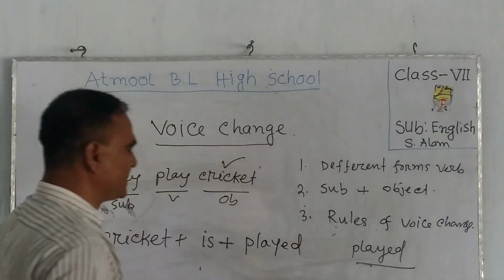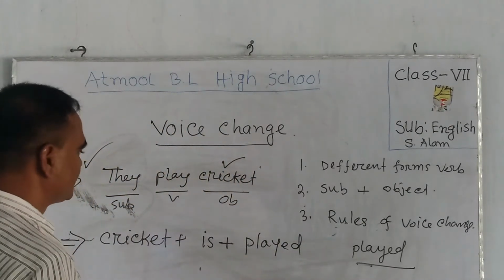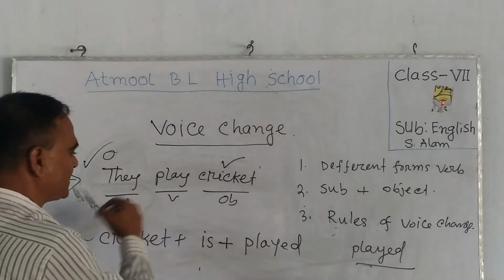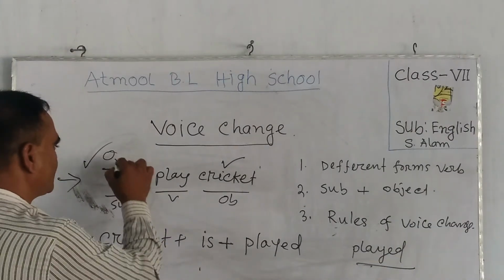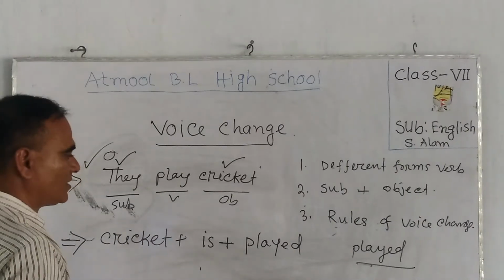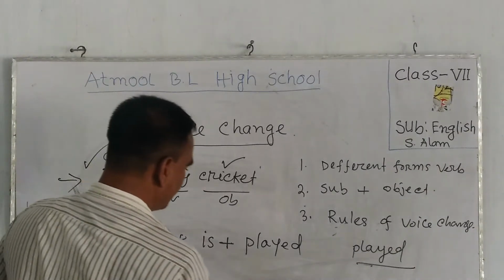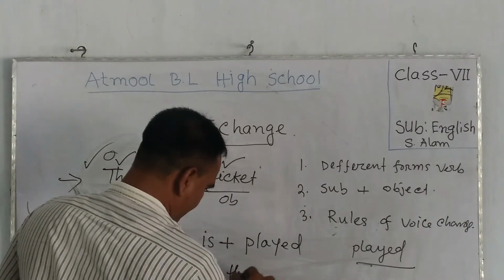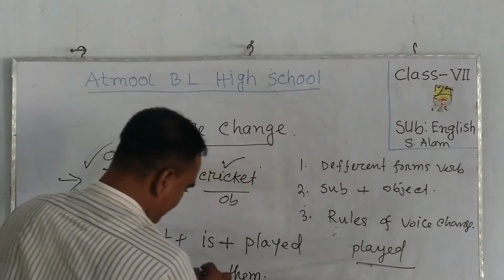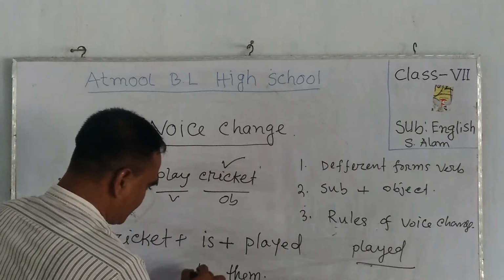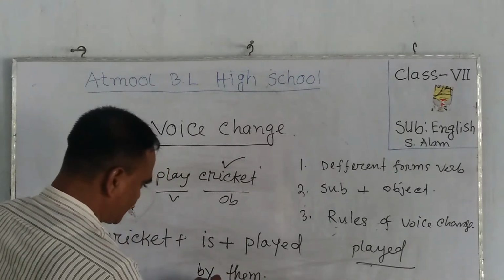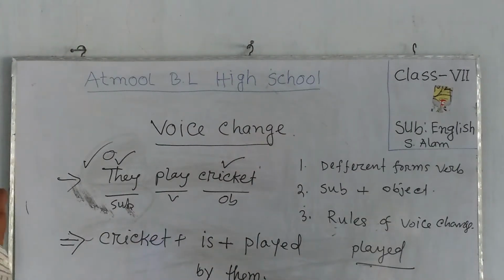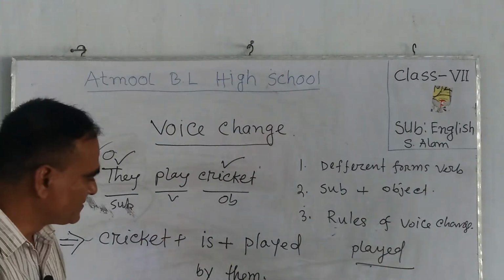Cricket is played. Then we have to write the object. The subject of the active sentence will be the object in the passive sentence. And what is the objective case of they? The objective case of they is them. Played by them. And we have to use a preposition by before the object. So, what is the passive sentence? Cricket is played by them.